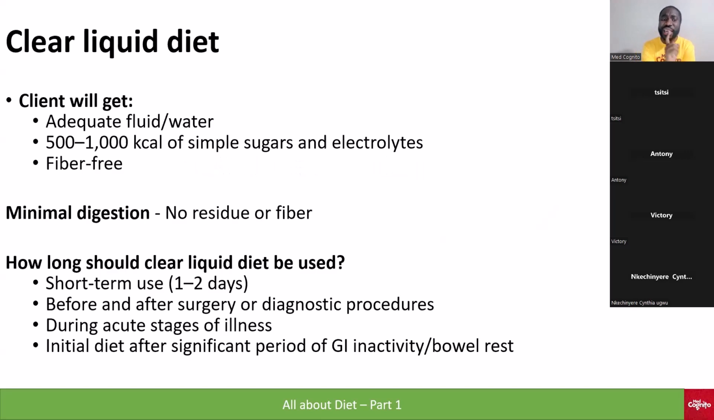With the clear liquid diet, you are giving the client adequate fluid and water, okay? And you are giving the client about 500 to 1,000 kilocalories of simple sugars and electrolytes. So it should start giving you the idea of what exactly I am giving a client if I see an order to give a client a clear liquid diet. What am I really giving? Number three, it is supposed to be fiber free. No fiber in there. Fiber free.